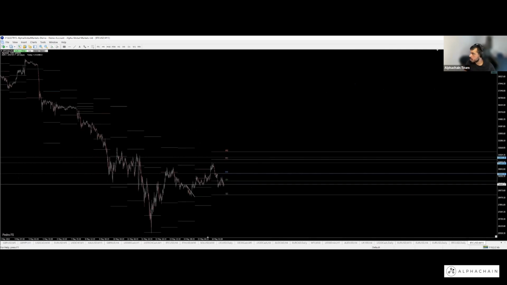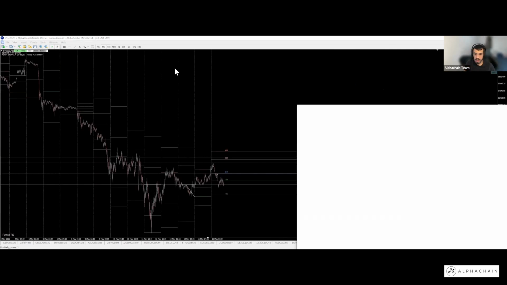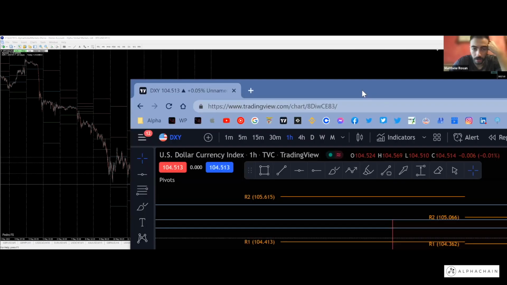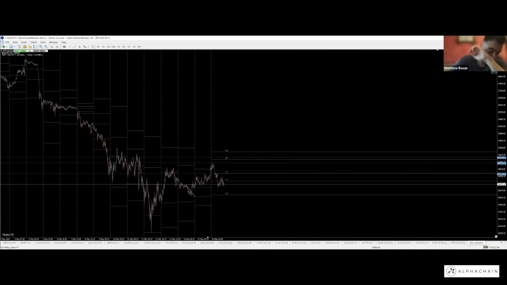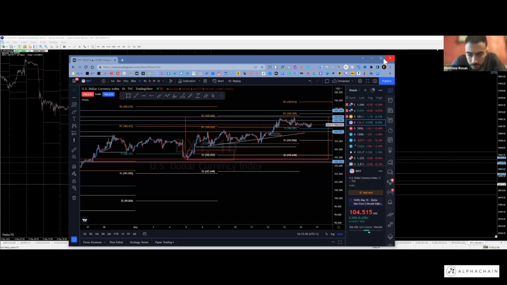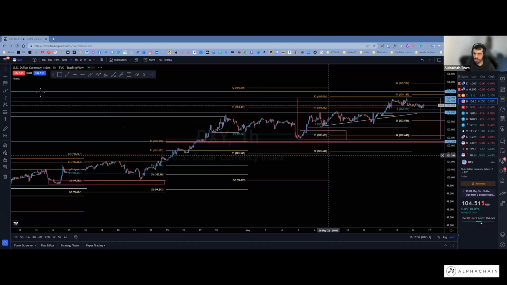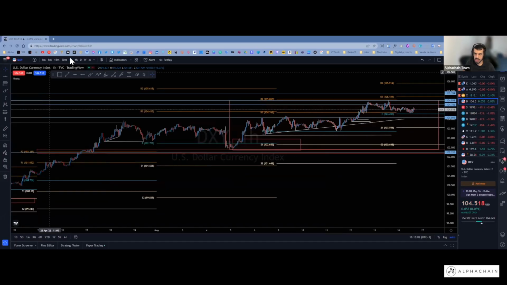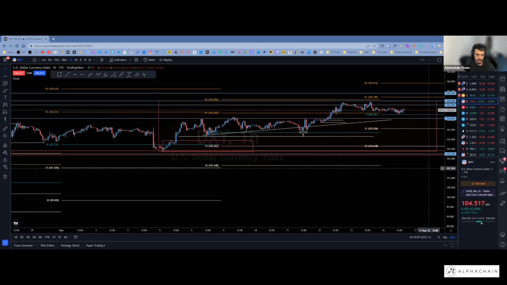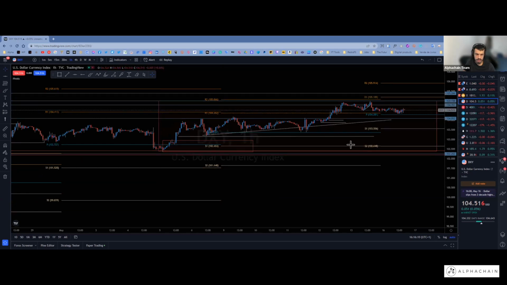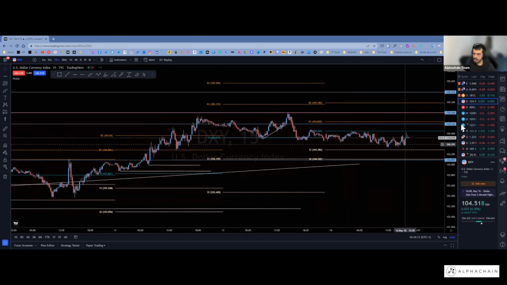Actually, let me get this TradingView platform. Yeah, I'm on TradingView right now. On TradingView, as I mentioned before, if you are on 1 hour or 30 minutes, you're going to see this as a weekly. The calculation is going to be on a weekly candle. If you go down to 15 minutes, it's going to be more of an intraday zone.